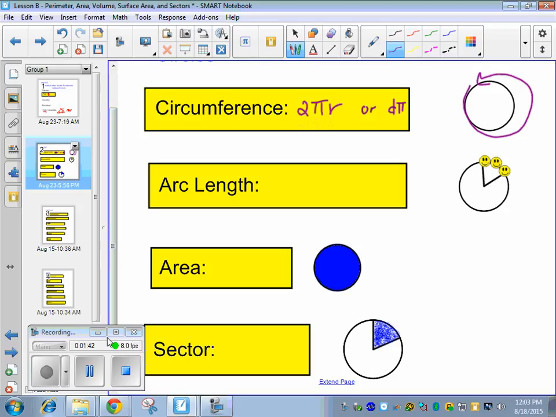Okay, and then I want to go to area. I'm going to do this one next because this is one you're familiar with. What's the formula for area of a circle? Just say it if you know it.